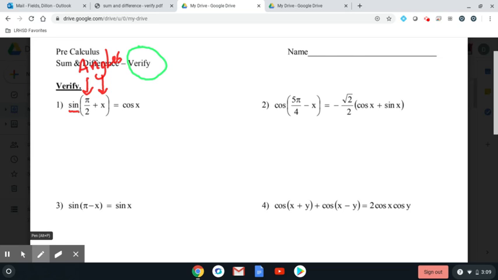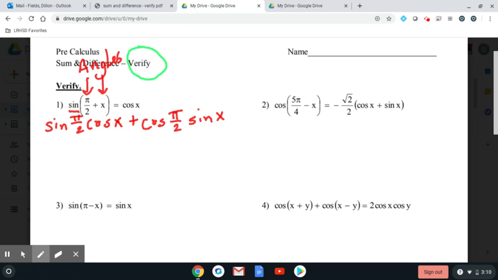All right. So when we split this up, we're going to take sine of our first angle, which is pi over 2, times cosine of our second angle, which is just x. And then we have our plus sign, and then cosine of our first angle and sine of our second angle. Remember, what we're trying to do is get this to equal cosine of x eventually.